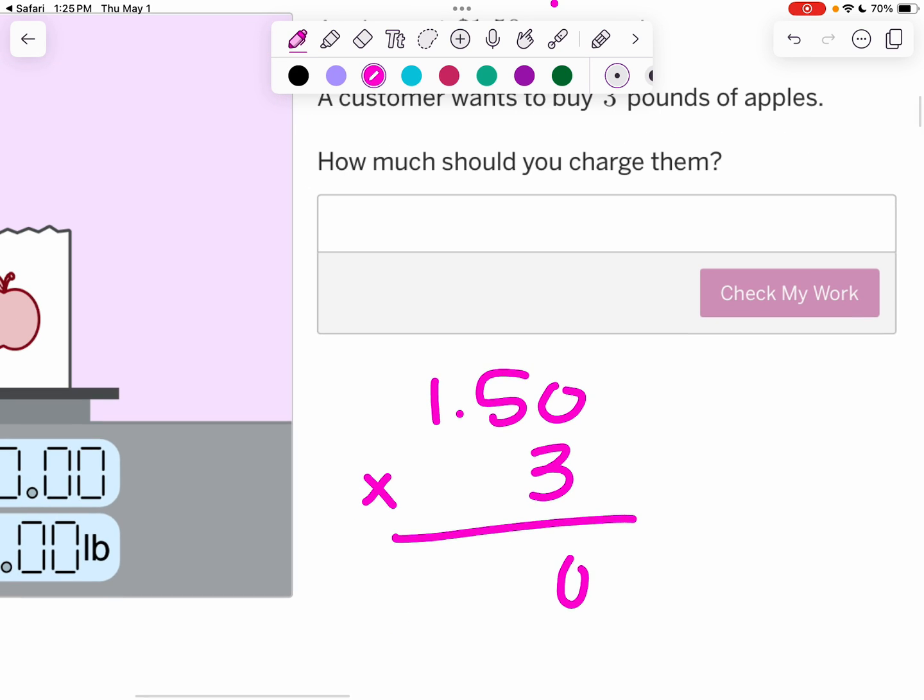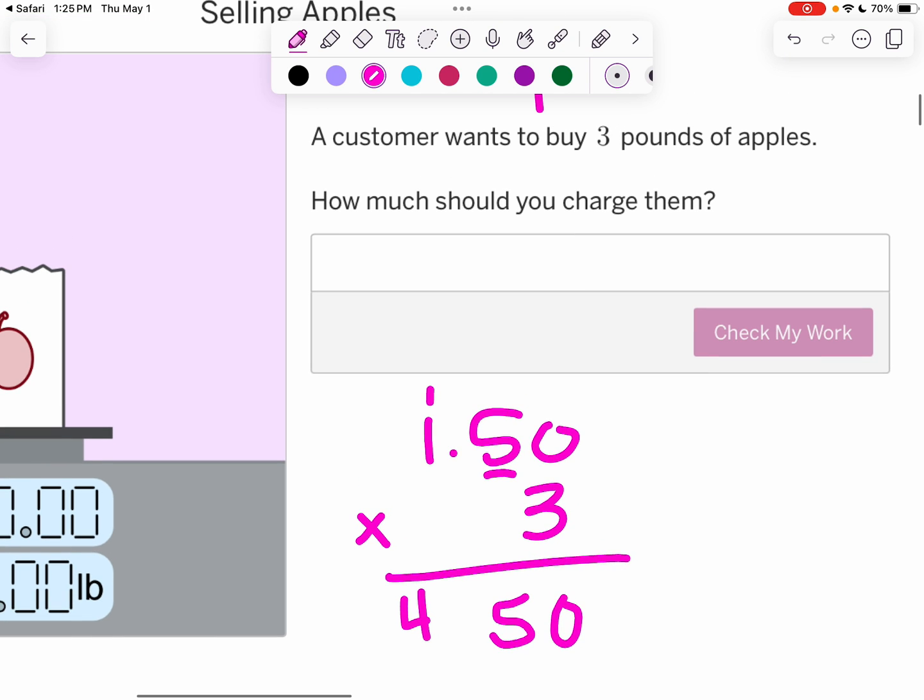Okay, 3 times 0 is 0, 3 times 5 is 15, 3 times 1 is 3, plus 1 is 4, and there are 2 numbers behind the decimal point, so my answer would be $4.50. You can use calculators for this as well, so if you didn't know what $1.50 times 3 was, go ahead and type that in on your calculator instead of solving it out.